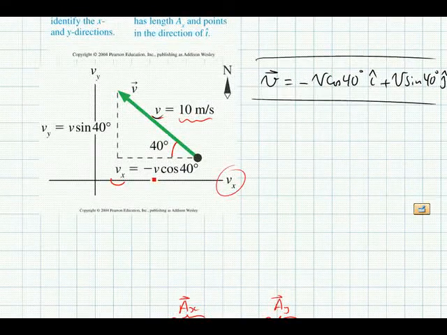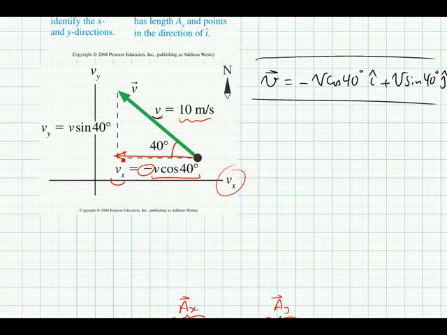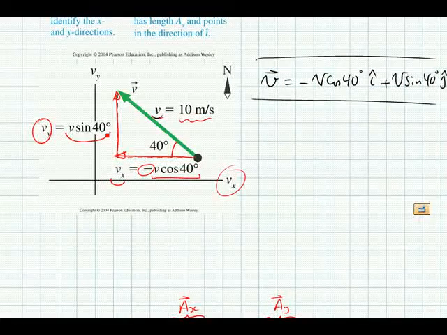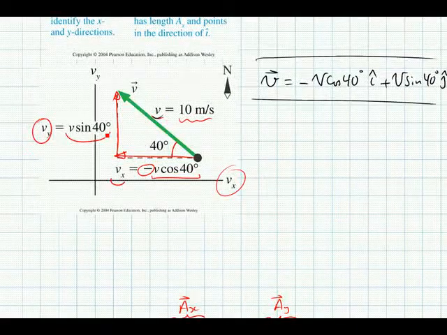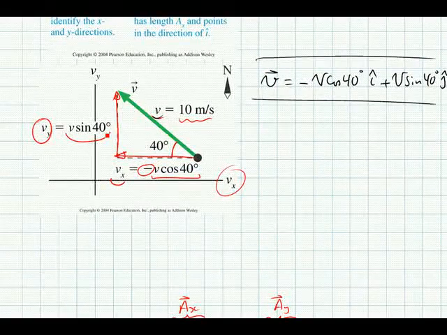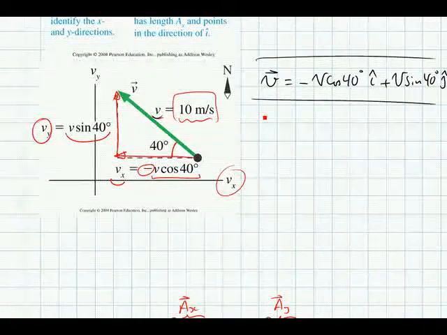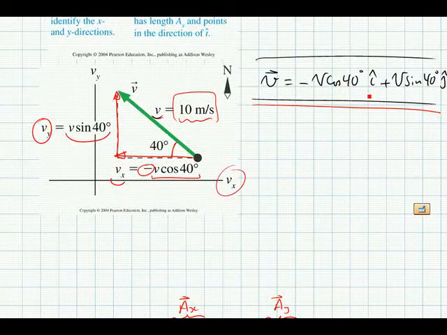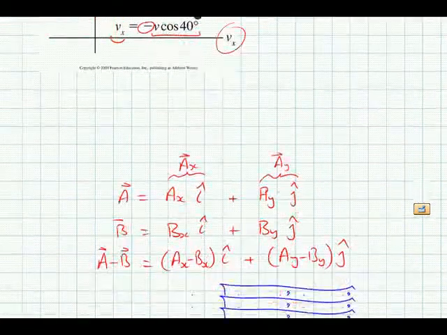Well, the x component is v times cosine of 40 degrees with a negative sign, because vx is pointing away from the positive x direction, and the y component vy is v times sine of 40, and it's a positive vector, and in both cases v is 10 meters per second. Of course, it's simple math to calculate the components, so you can now write vector v as minus v cosine of 40 in the i direction and v sine of 40 in the j direction, or the y direction.